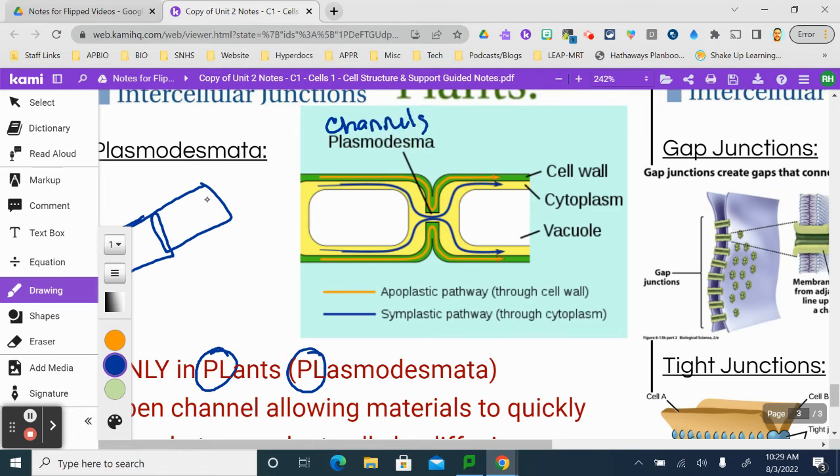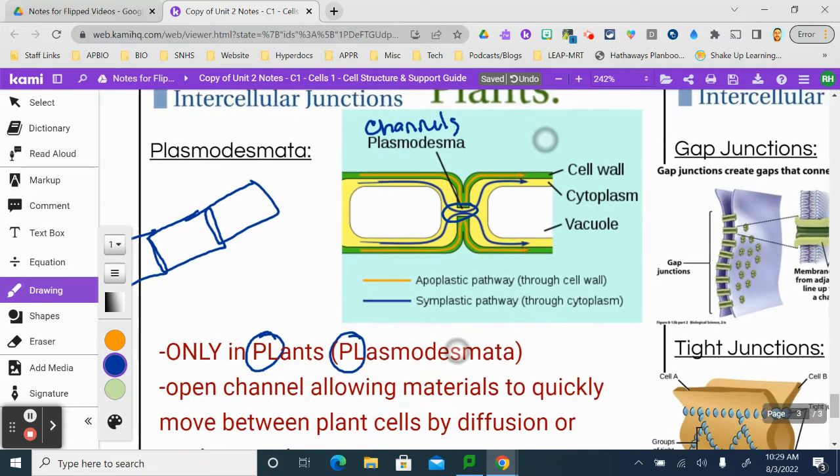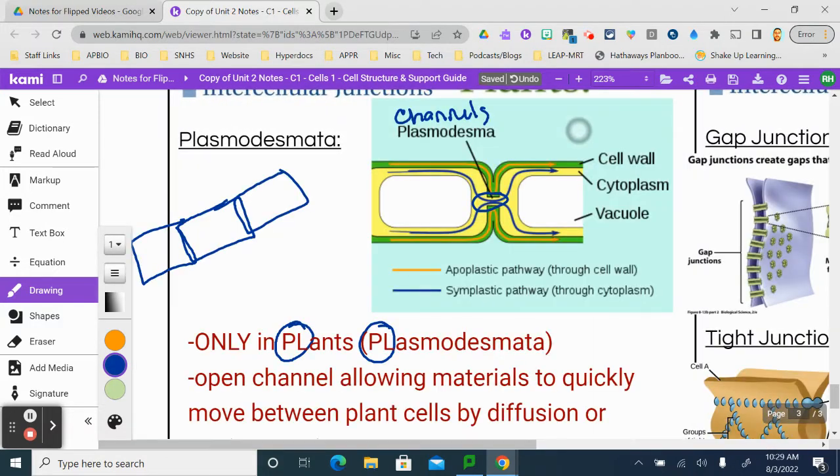So you notice there is one right here that's being shown. In between many, many plant cells, there are actually these channels where the cell wall has kind of been, I don't want to call it broken, but it's been interrupted. So you actually have this channel there that allows the cytoplasm, which is the yellow substance, of one to be directly connected to the cytoplasm of another. And so these open channels allow for materials to be very, very quickly moved through.